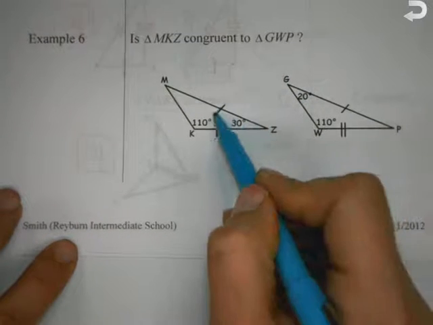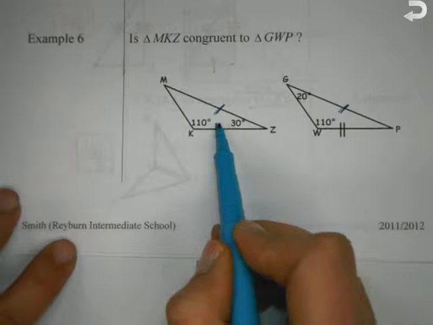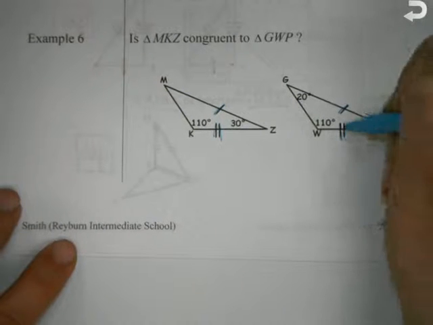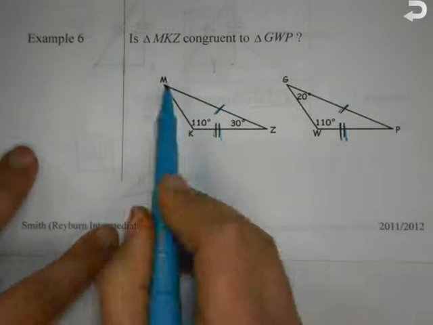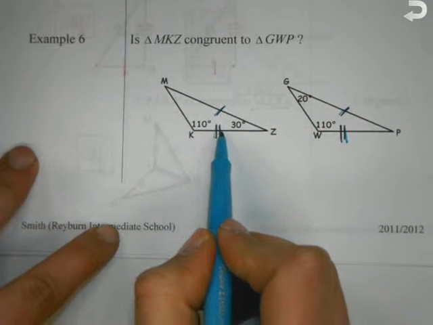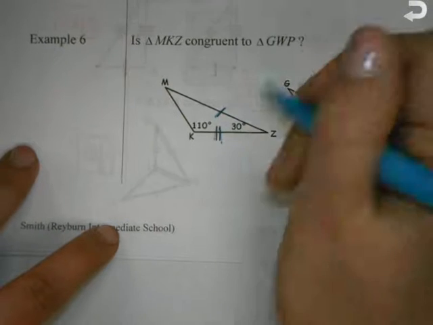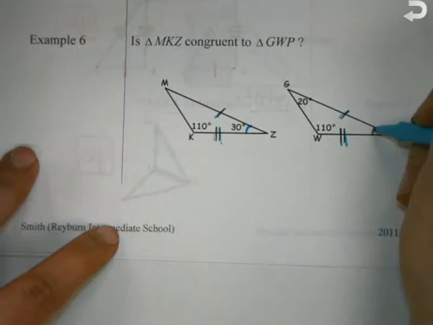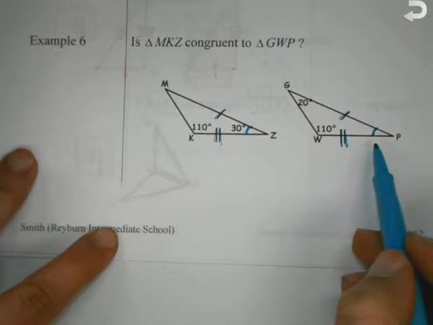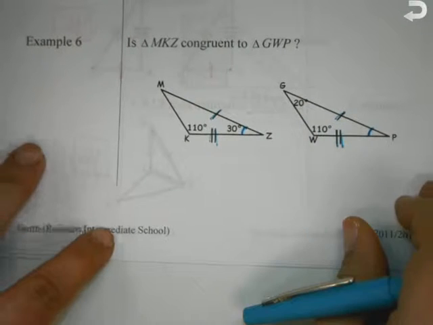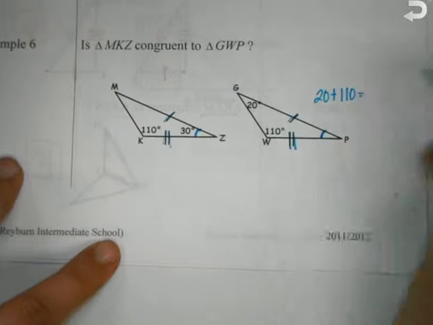Looking at MZK, what is the included angle? The 30 degrees, right? So we have to figure out what this one is, correct? I don't know what it is, so we need to figure it out. So we have 20 plus 110, which gives me 130. So if all triangles have to add up to 180, what does that make this? 50. So that means this one is 50 degrees.